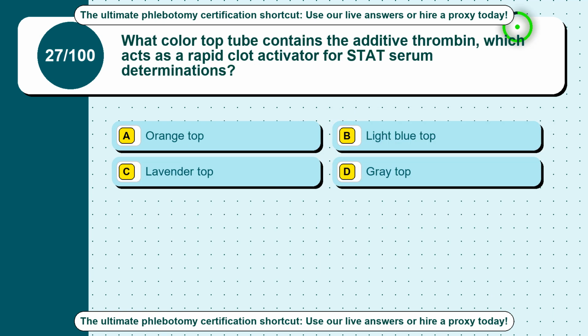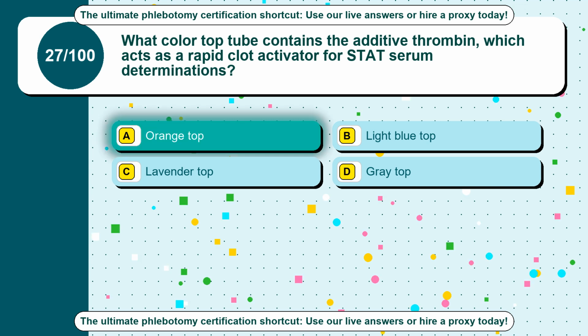Question 27. What color top tube contains the additive thrombin, which acts as a rapid clot activator for stat serum determinations? Option A, orange top. Option B, light blue top. Option C, lavender top. Option D, gray top. The correct answer is option A, orange top.